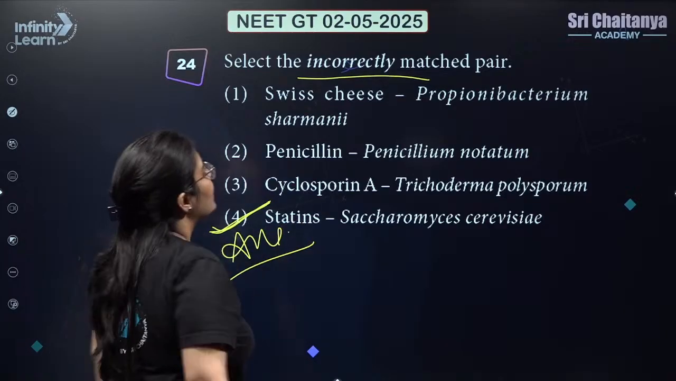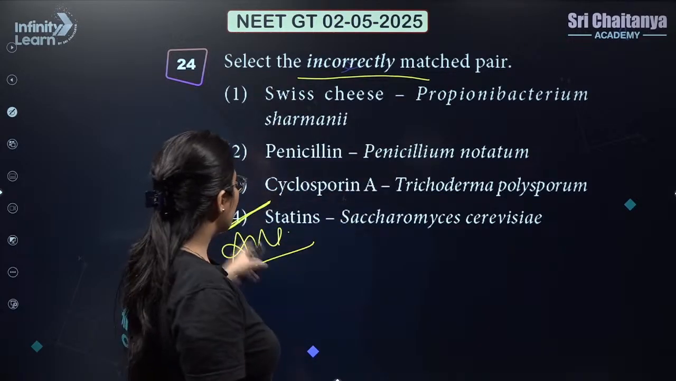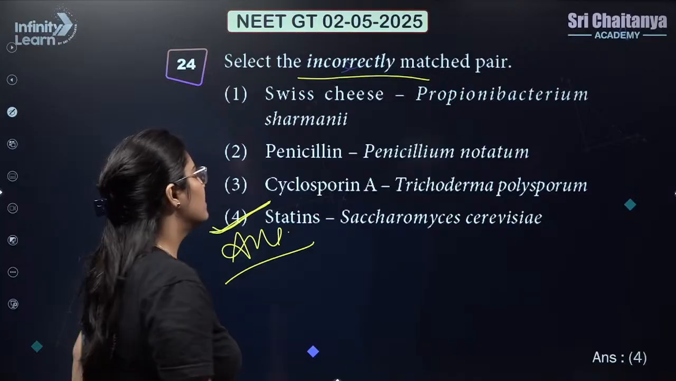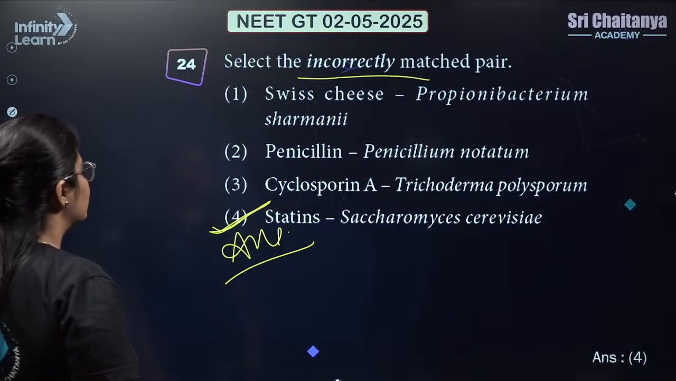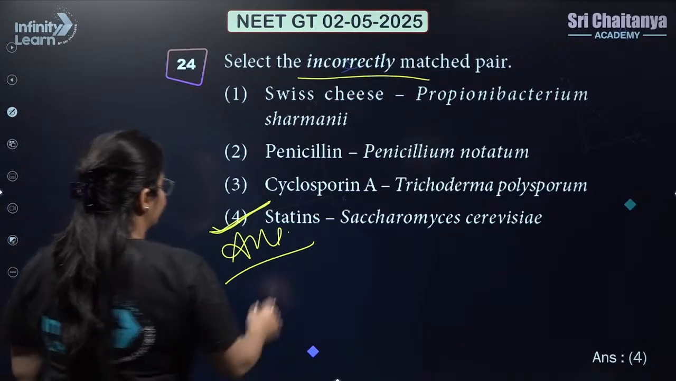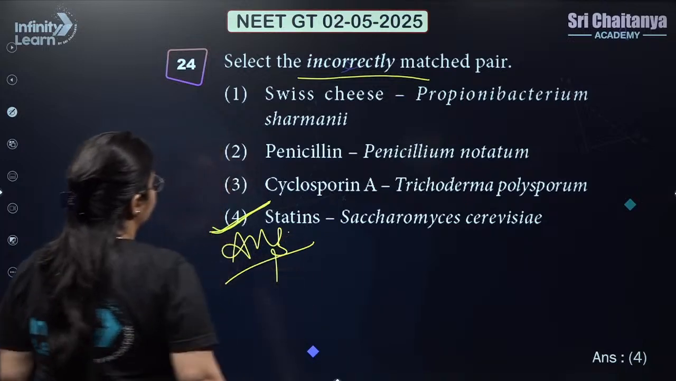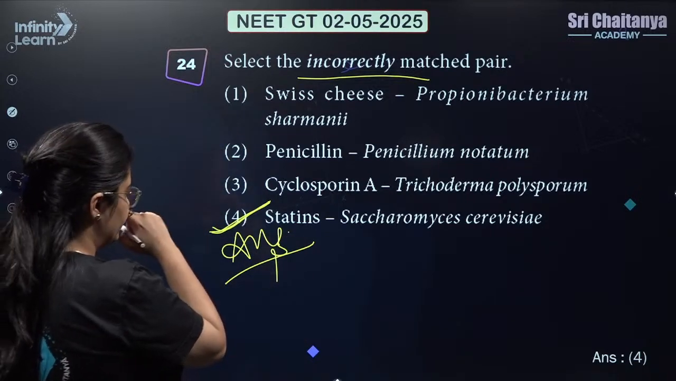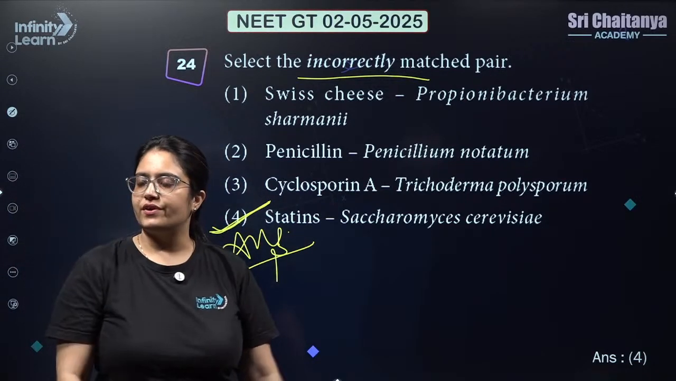So this becomes the answer. This is the incorrect match. So select the incorrect match. The fourth statement is the incorrect match. Answer is 4. Okay, answer is 4. Next, very good.